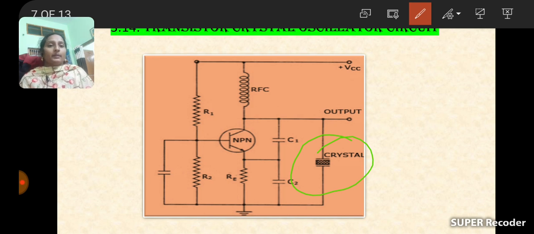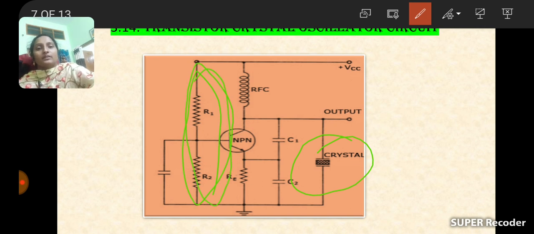Because of that, the emitter-base junction operates in forward bias and the collector-base junction operates in reverse bias. That makes the transistor operate in the active region. When the transistor operates in the active region, the operating point becomes independent of temperature variations and transistor parameter variation, so it is protected from thermal runaway. This is the main purpose of the potential divider network R1 and R2.